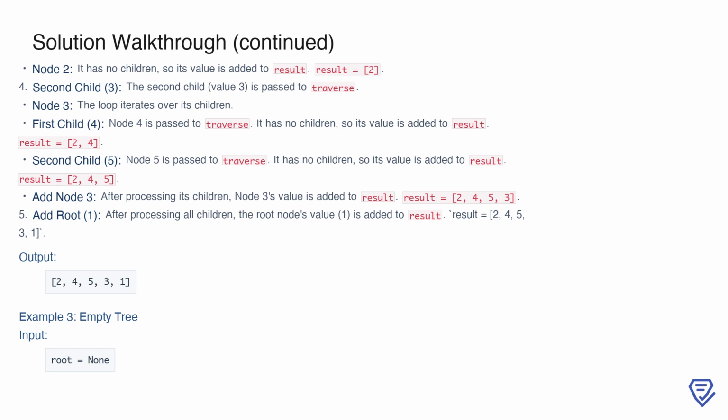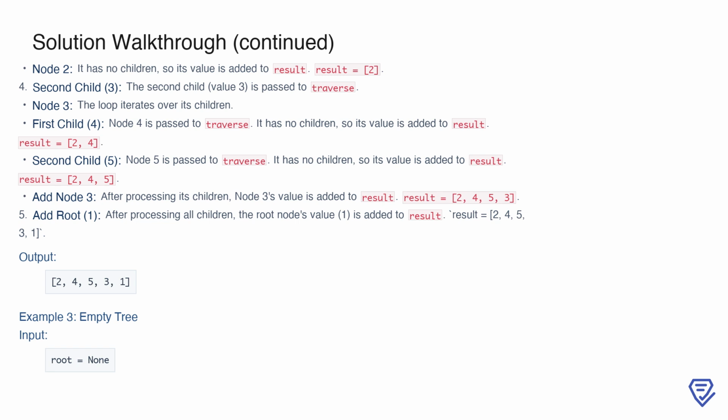After processing node 2, the next child of the root, node 3, is passed to the traverse function. Node 3 has 2 children, so the function begins iterating over them. The first child, node 4, is processed. Since node 4 has no children, its value is added to the result list, which now becomes [2, 4]. The second child of node 3, node 5, is then processed in the same way. Its value is added to result, resulting in [2, 4, 5]. After both children of node 3 are processed, the value of node 3 is added to the list, making it [2, 4, 5, 3].